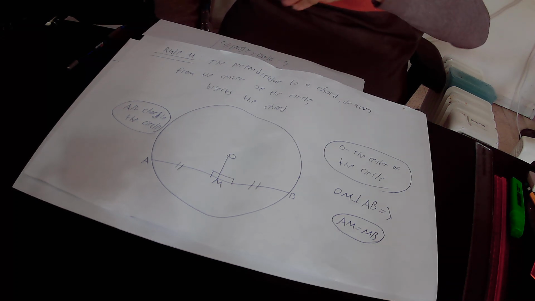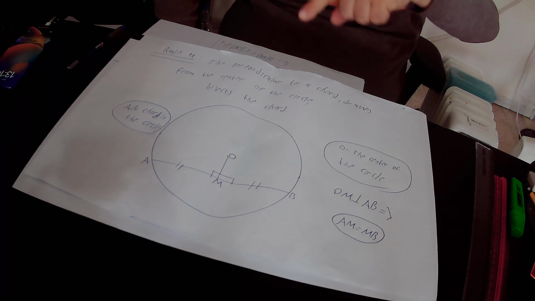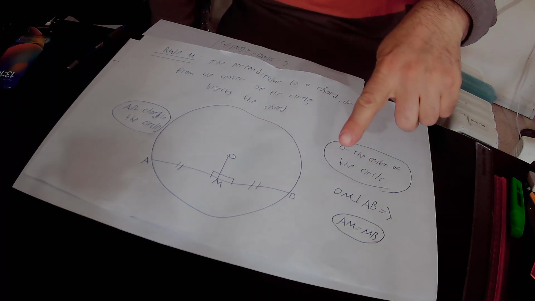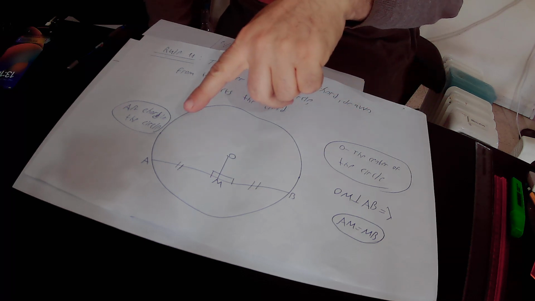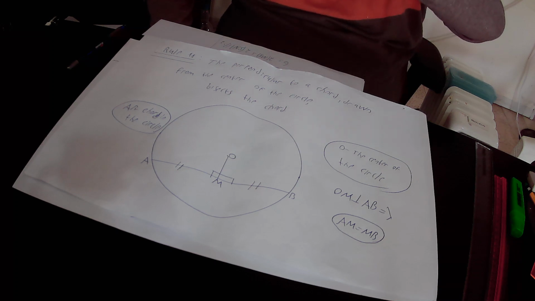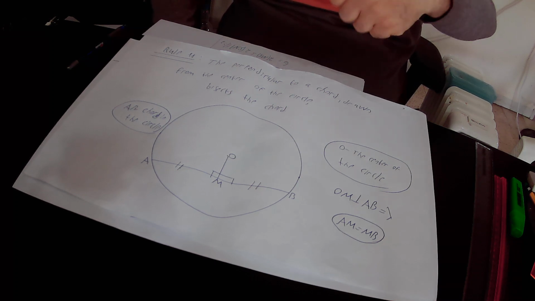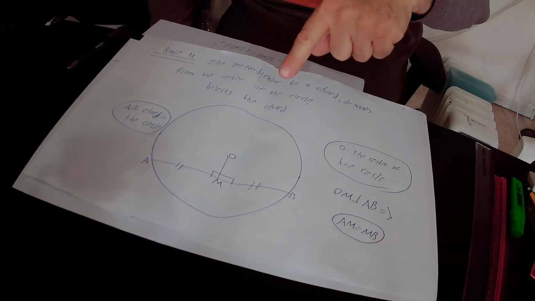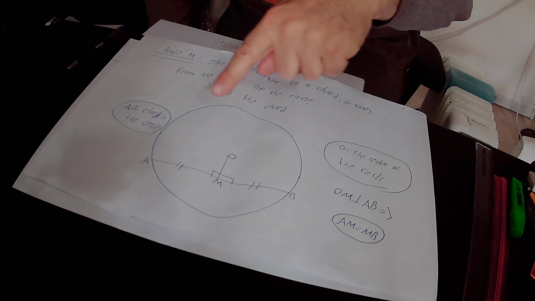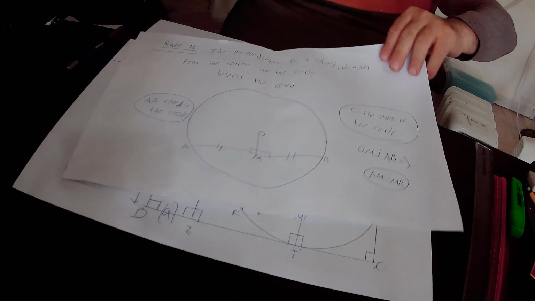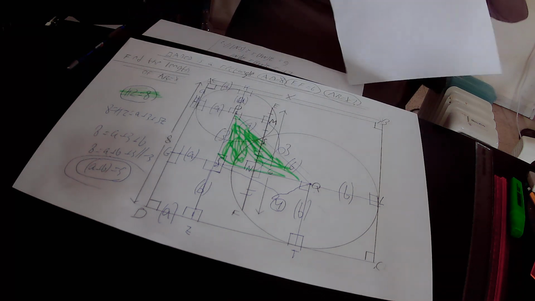So according to rule 11, the perpendicular OM on chord AB also bisects chord AB. That is to say, AM equals MB. Whenever you draw a perpendicular from the center of the circle towards any chord, it will bisect the chord. Here, the perpendicular OM bisects chord AB. That is to say, AM equals MB. You can implement rule 11 in our drawing.